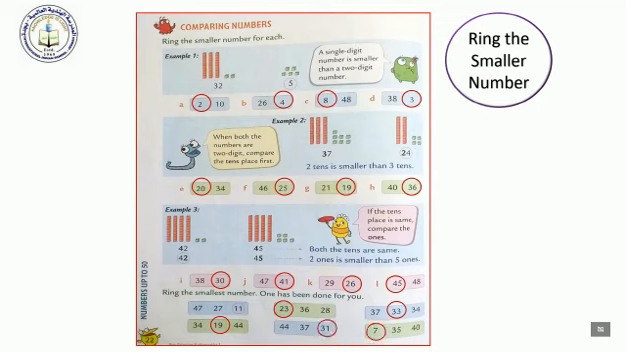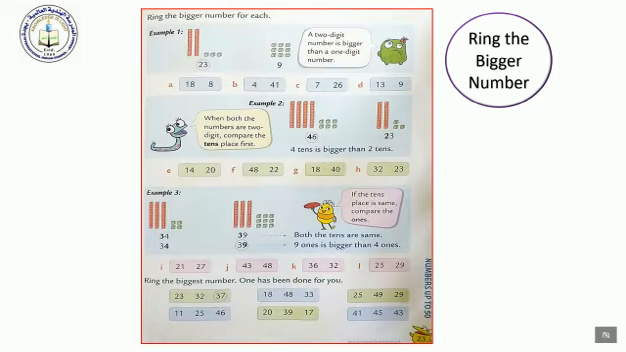Did you all get the correct answer, children? That's good. Now children, let's move on to page 23. Here we have to ring or circle the bigger number. The points you have learned will help you to ring the number correctly. Try on your own and then check the answers.